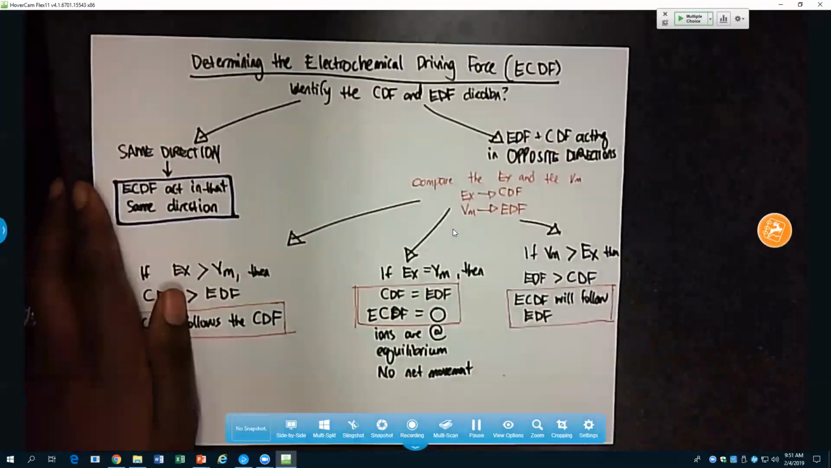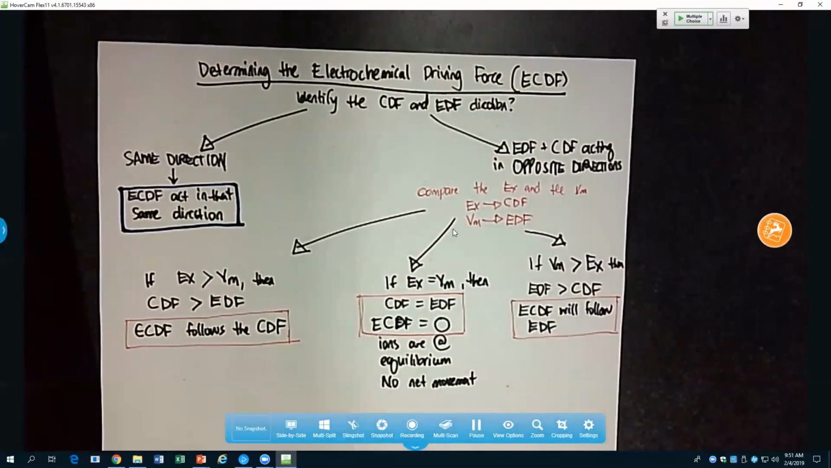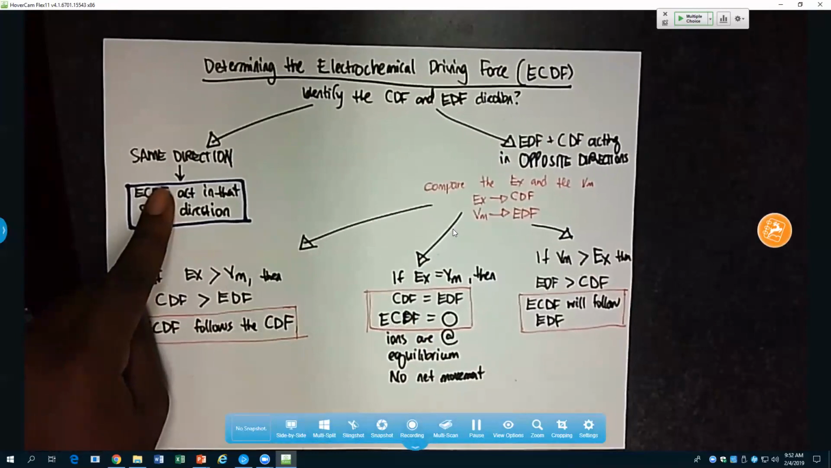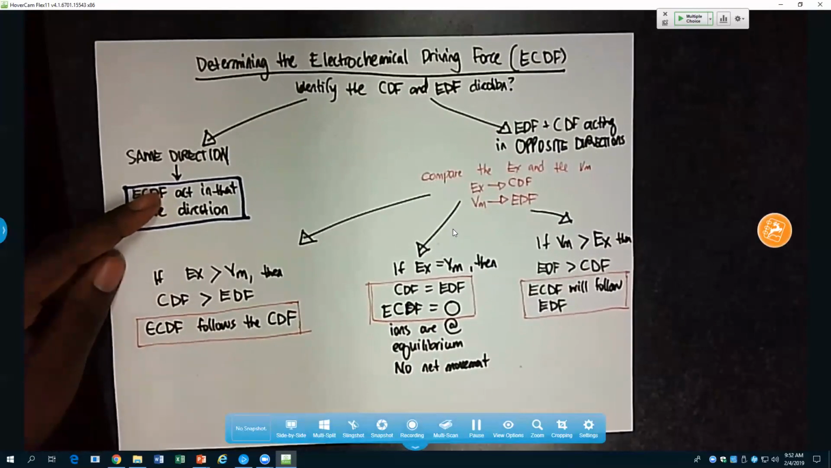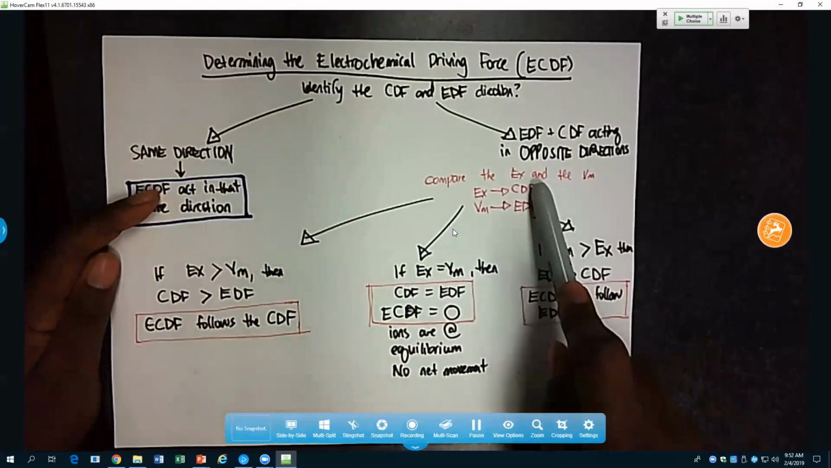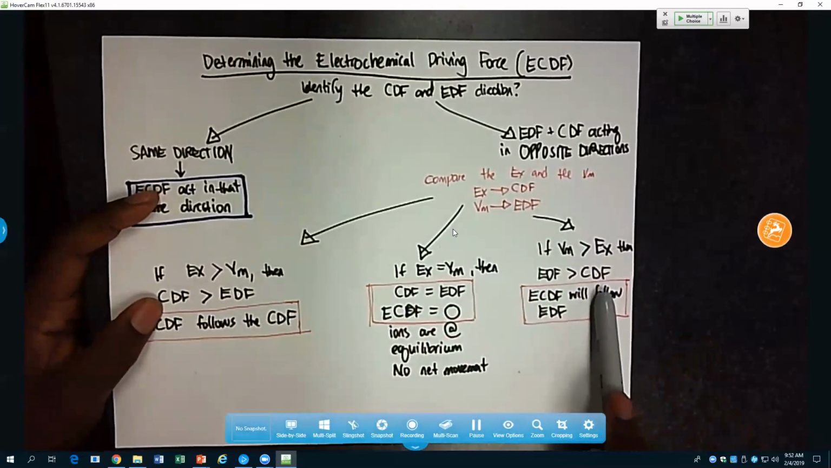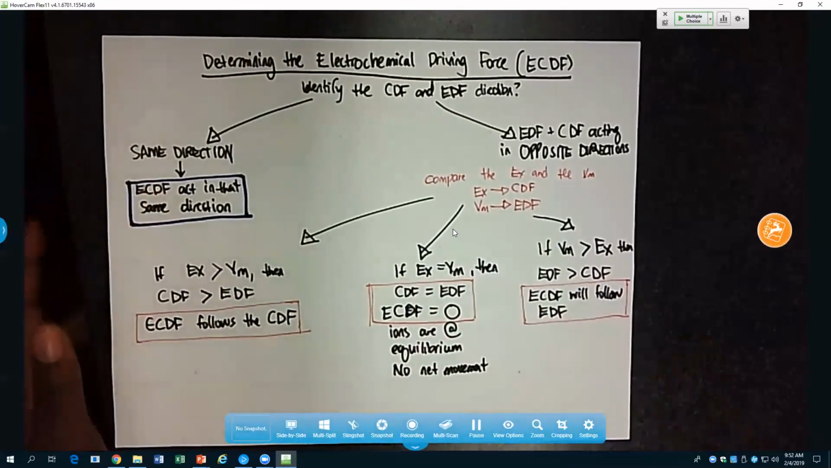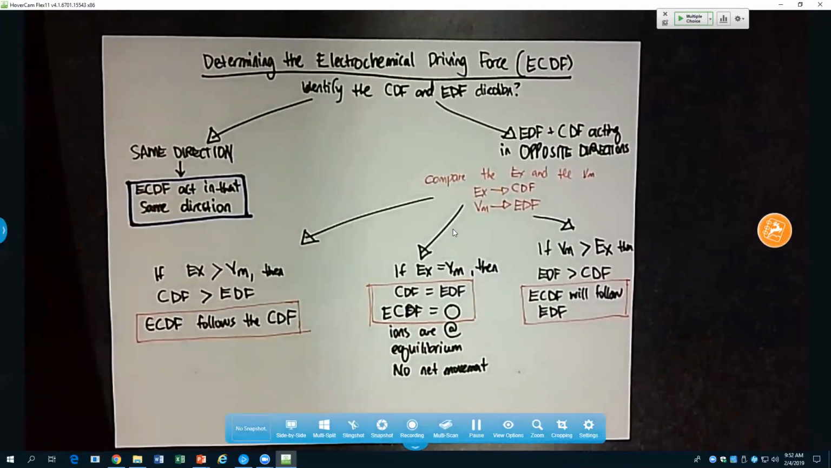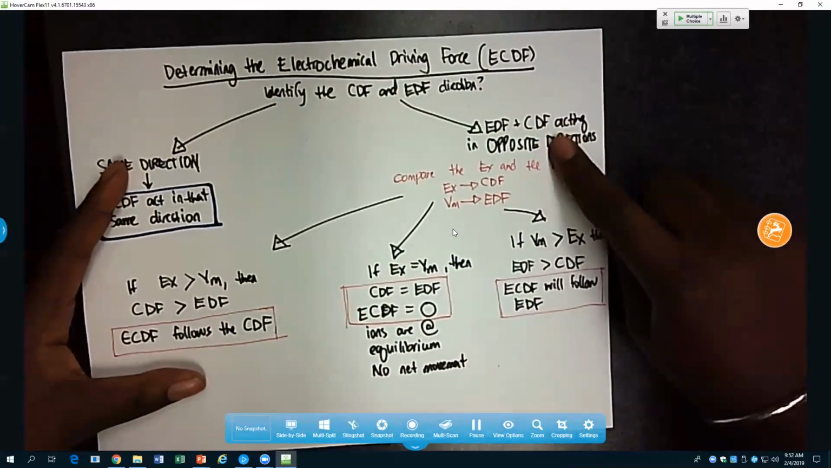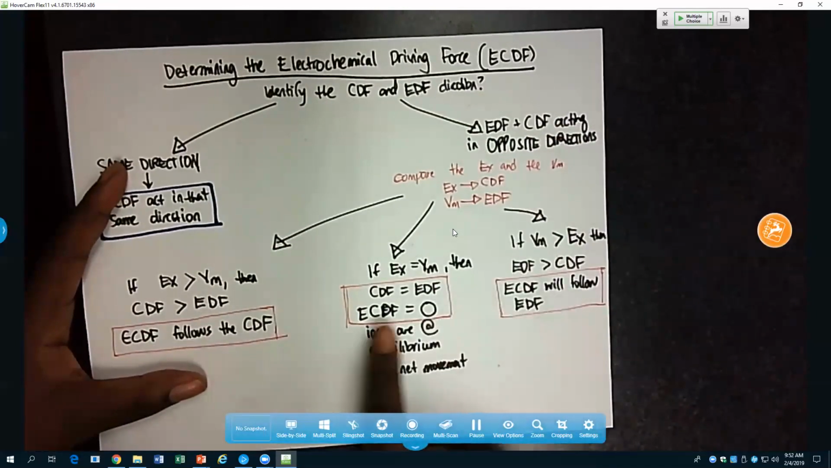Okay? Yes, Ryan? You said there was 4 scenarios. It seemed like 5. 1, 2, 3, 4. So if they're in the same direction, that's one. If they're in the opposite direction, it can either be that the equilibrium potential is greater than the membrane potential, they're equal, or the membrane potential is greater than the equilibrium potential. Does that make sense? So there are 4 scenarios here. Does that make sense for you? Okay. Right, so this is sort of the general heading for these 3, basically.